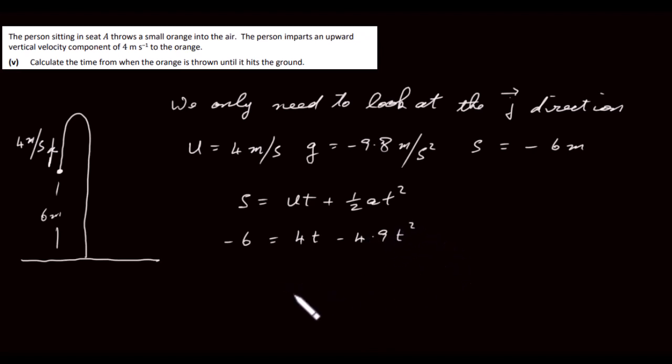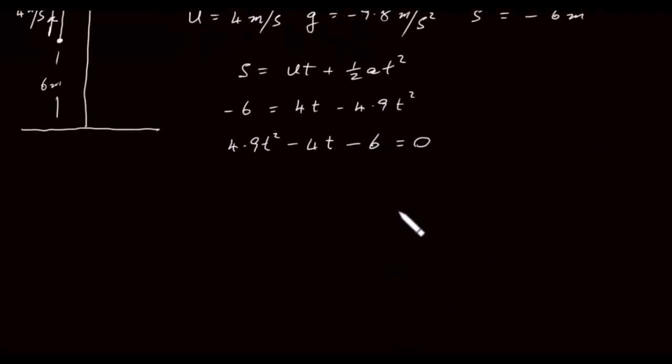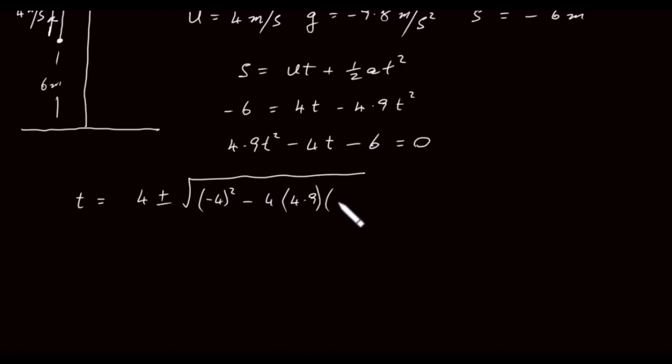So we have a quadratic trinomial here, so let's just bring everything over to one side. So that'll give us 4.9t squared minus 4t minus 6 equal to 0. So we've got to work out our time now. So let's see, we have a quadratic, so let's just put this into our quadratic formula. So t is going to be equal to minus b, so b is minus 4, so that's going to be 4, plus or minus the square root of b squared, so that's minus 4 squared, minus 4 times a, which is 4.9, times c, which is minus 6. All of that is over twice a, which is 4.9.